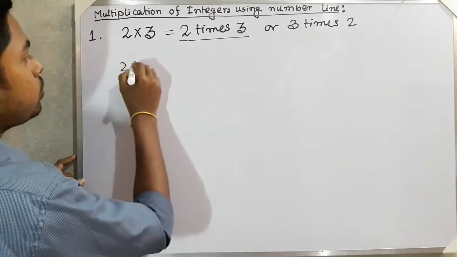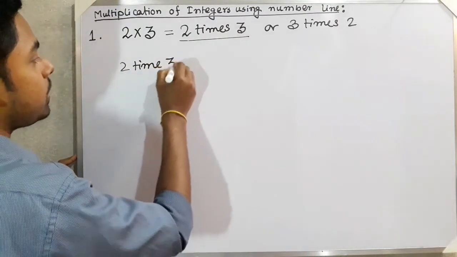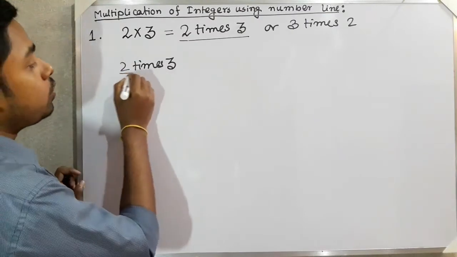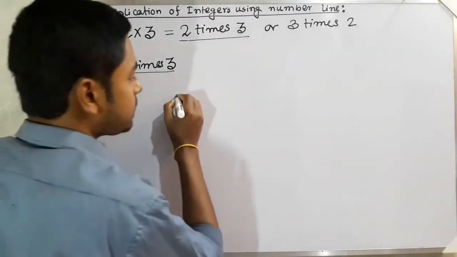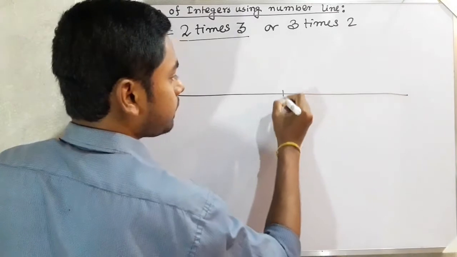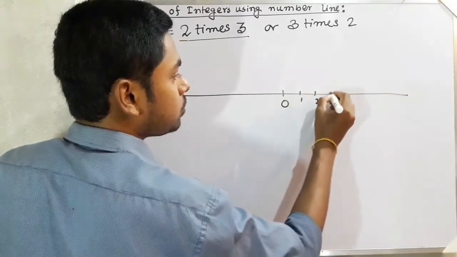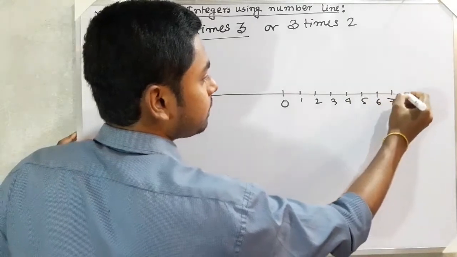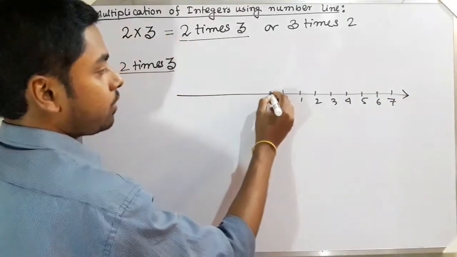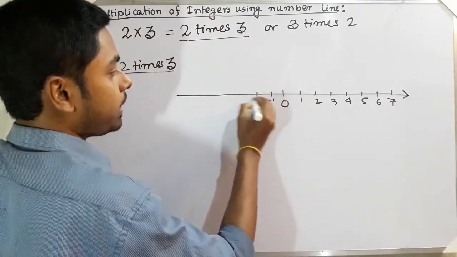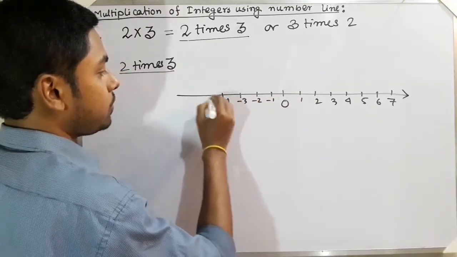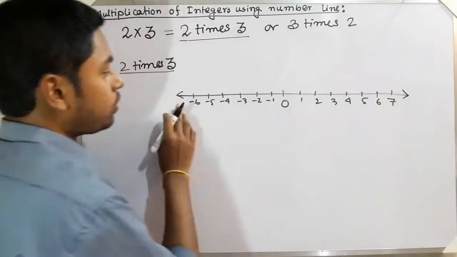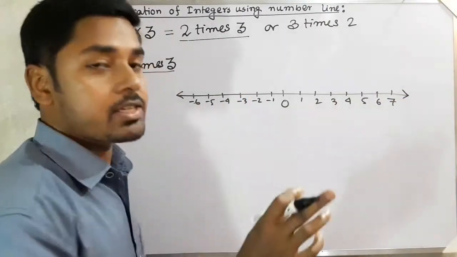First, I am doing 2 times 3. How to do it on the number line? First of all, draw the number line: 0, 1, 2, 3, 4, 5, 6, 7 and an arrow, and on the other side minus 1, minus 2, minus 3, minus 4, minus 5, minus 6 and an arrow. And this arrow notation is a must.